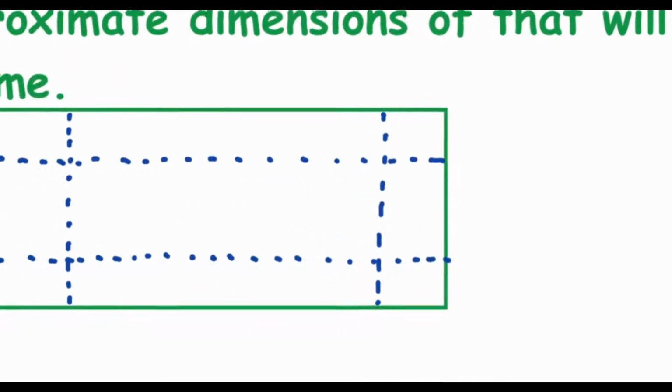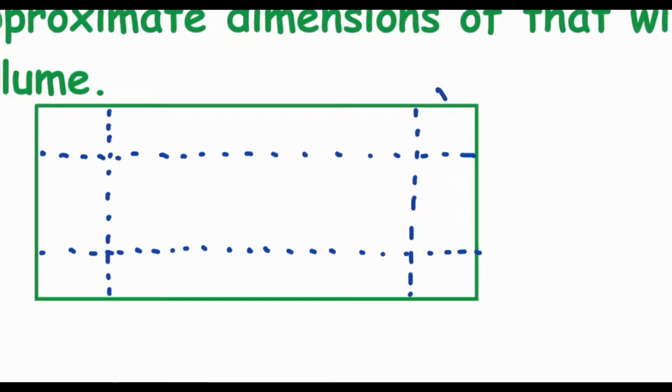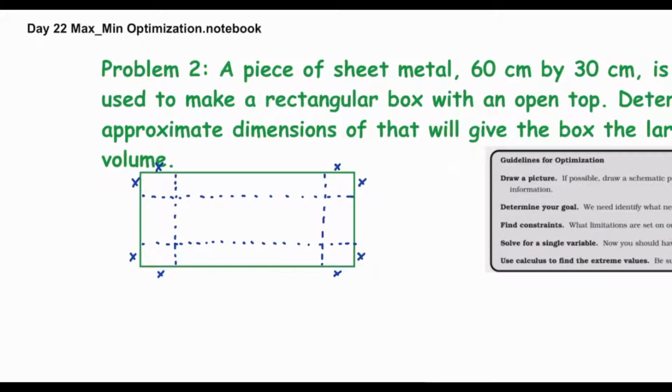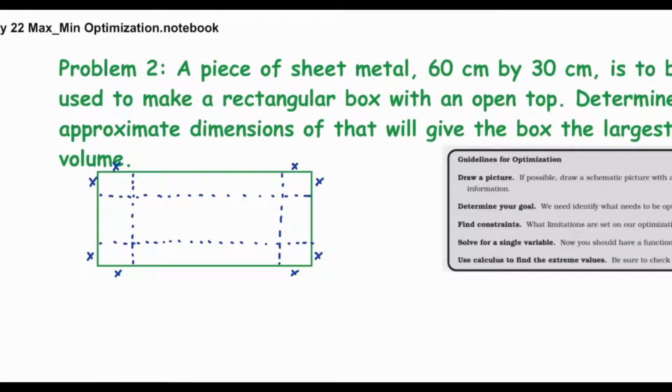And I'm going to label each piece I'm going to cut out. It's going to be a square. I'm going to label these x. So we're going to be removing 4 squares from our total area, each with an area of x squared.